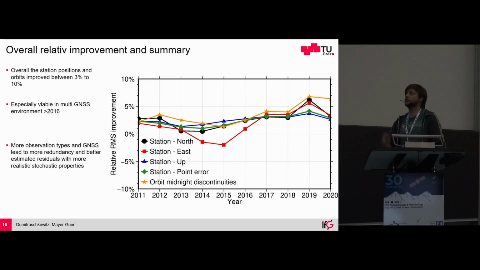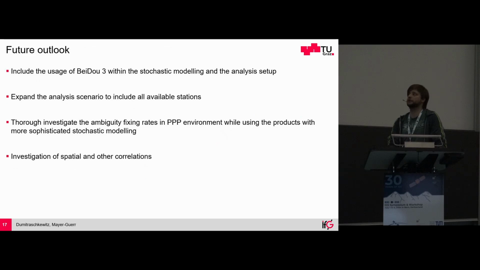There are 2 years, 2014 and 2015, where the east component on average actually got worse, which I'm currently investigating and am not 100% sure why this occurs. And what I can also say from this result is that as soon as we have more Galileo availability from past 2016, 2017, 2018, the improvements are a lot better than before, where we only had GPS and less available observation types.